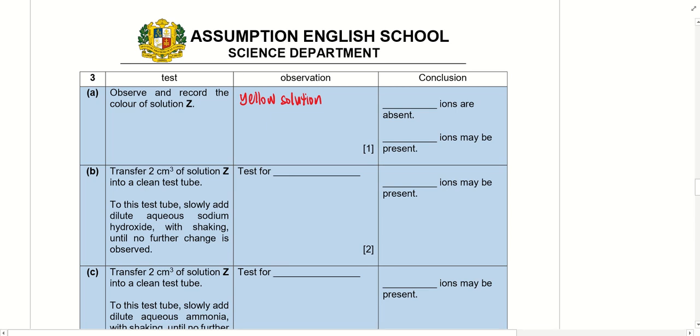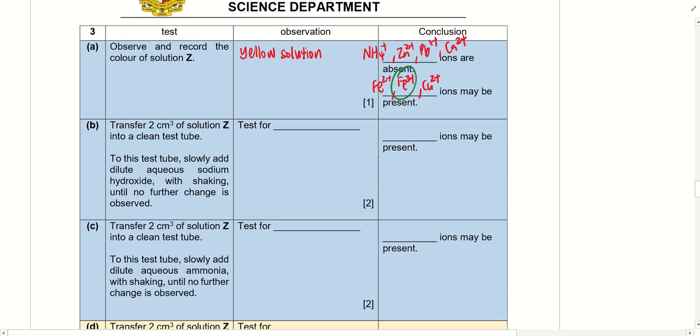So it's most likely going to be Fe2+, Fe3+, or Cu2+. And the ones that are not present will be the colorless ones. So it cannot be NH4+, it cannot be zinc, it cannot be lead, and it cannot be calcium. Now of course, because it's yellow, I think more or less you are guessing that it is iron 3. But we have to test, right?